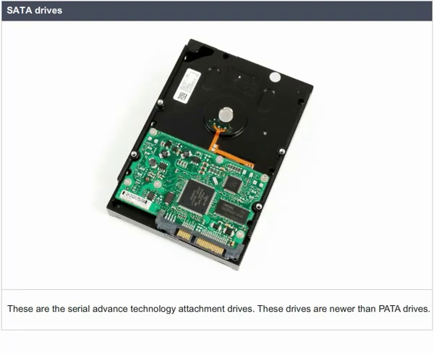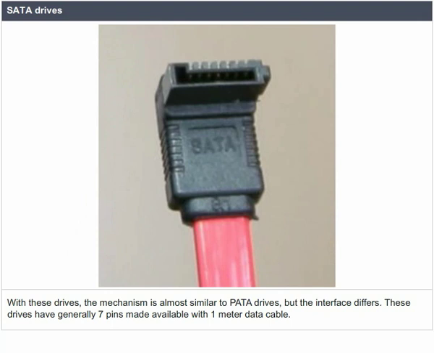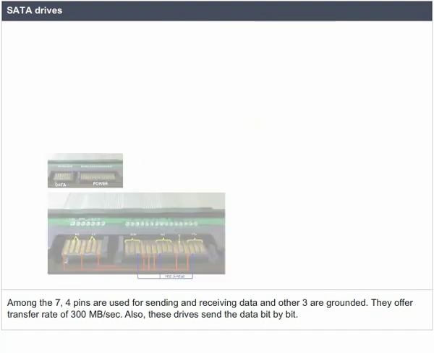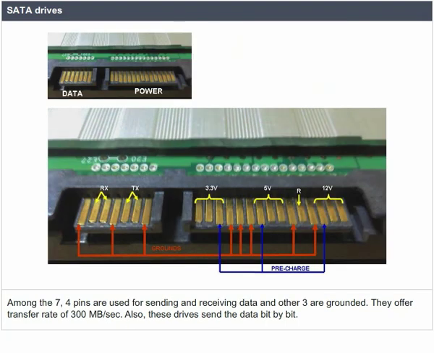These are the Serial Advanced Technology Attachment drives. These drives are newer than SATA drives. With these drives, the mechanism is almost similar to SATA drives, but the interface differs. These drives generally have 7 pins, made available with a 1 meter data cable. Among the 7, 4 pins are used for sending and receiving data, and the other 3 are grounded. They offer a transfer rate of 300 MB per second. Also, these drives send the data bit by bit.